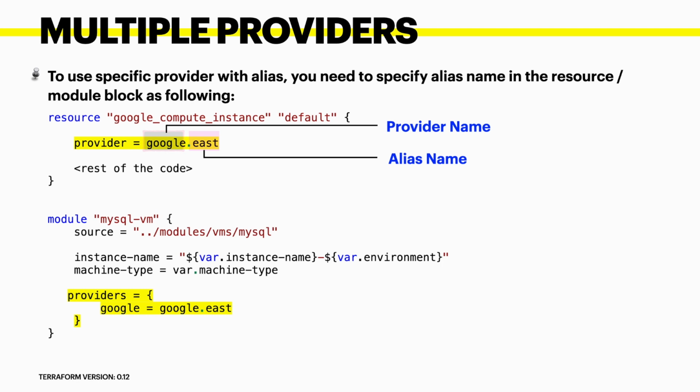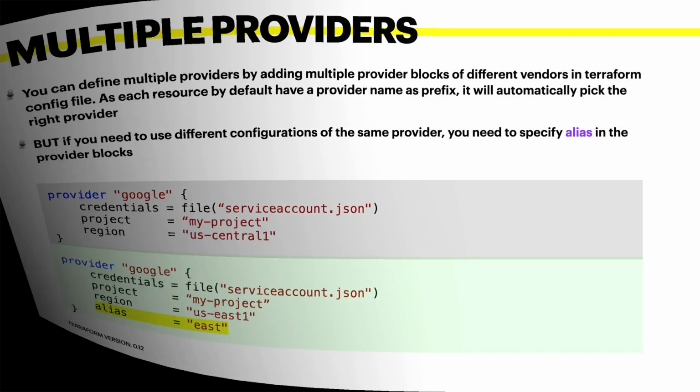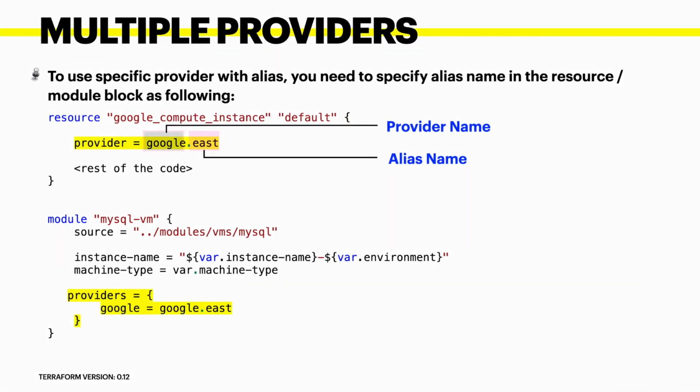To use a specific provider with an alias, you need to specify the alias name in the resource or module block as we have defined in the following code. In this code, you can see that the resource google_compute_instance is using the provider block google.east. And if you go into the previous slide, you can see that the alias east has been defined in the green box. So this compute instance will use the Google East provider.